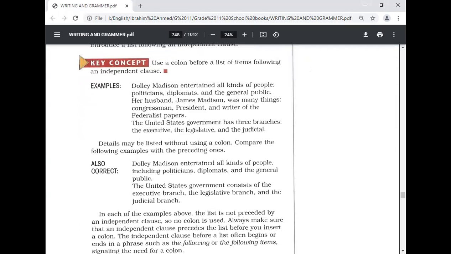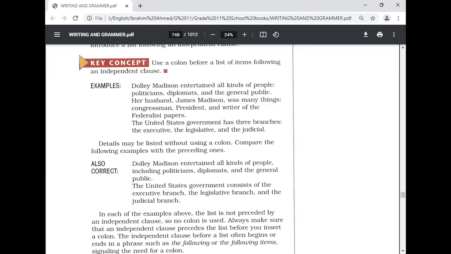Dolly Madison entertained all kinds of people. What kinds are to be mentioned here? Politicians, diplomats, and so we have a list. Before this list, we use the colon. Okay. Another example: the United States government has 3 branches. Here we have the colon, and then we mention the 3 branches: the executive, legislative, and judicial.